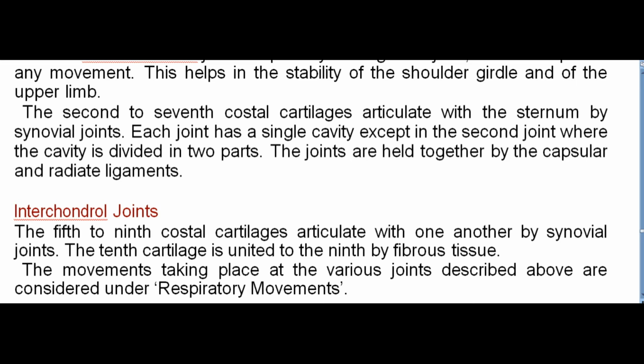The 2nd to 7th costal cartilages articulate with the sternum by synovial joints. Each joint has a single cavity except in the second joint where the cavity is divided in two parts. The joints are held together by the capsular and radiate ligaments. Interchondral joints. The 5th to 9th costal cartilages articulate with one another by synovial joints.